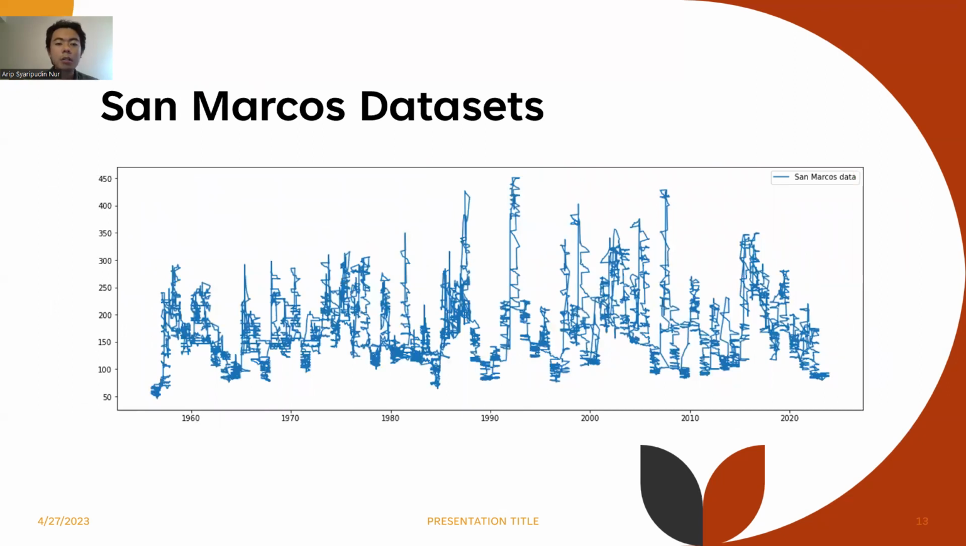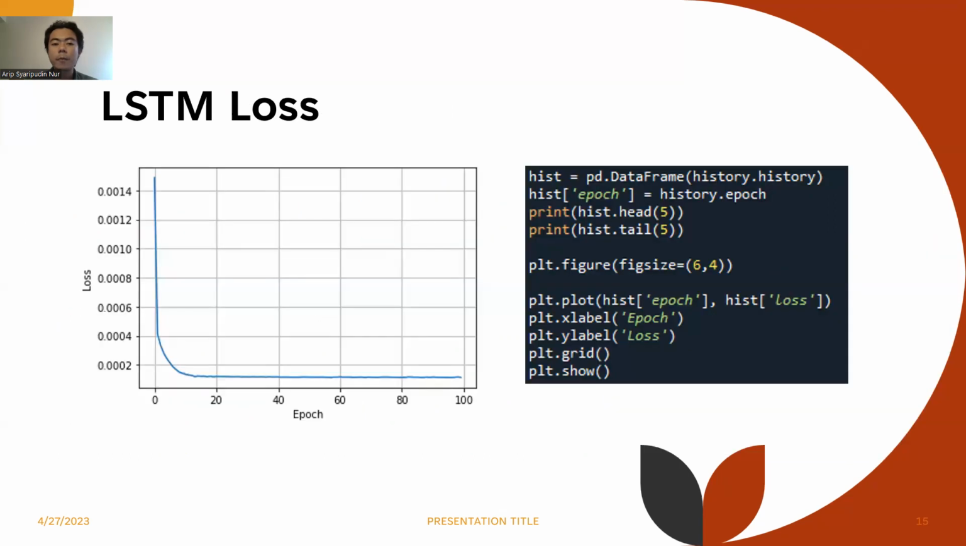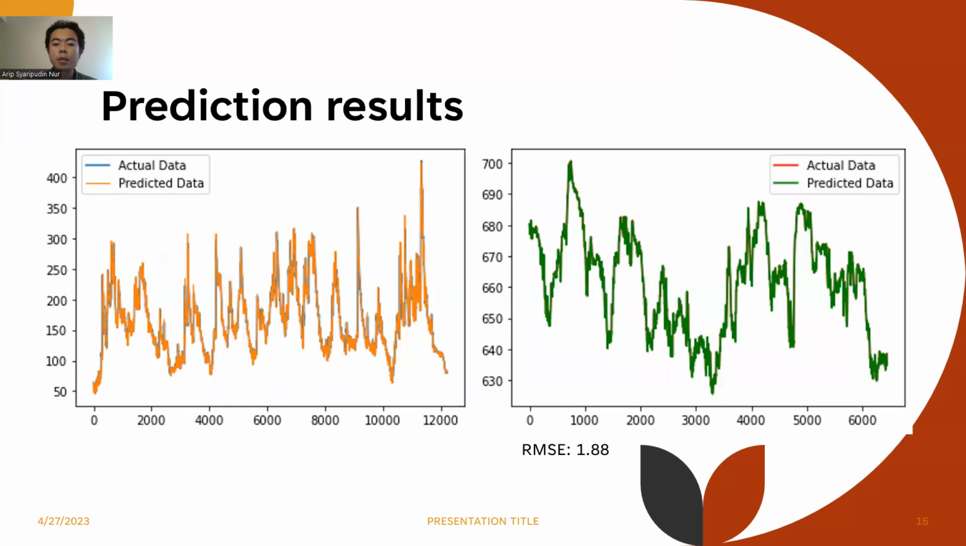Next, I also use the San Marcos dataset. And then this is the training, validation, and testing dataset. Also the loss function using 100 epochs. Using the same model construction and parameters, the result shows that the predicted and actual data fit with each other, with a root mean square error of about 1.88.